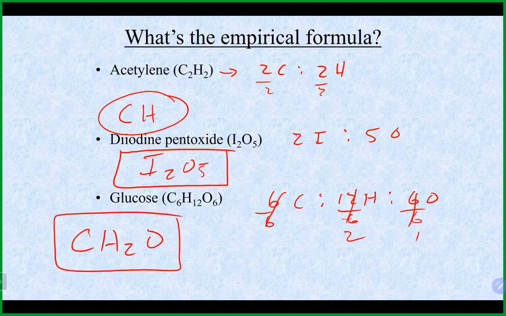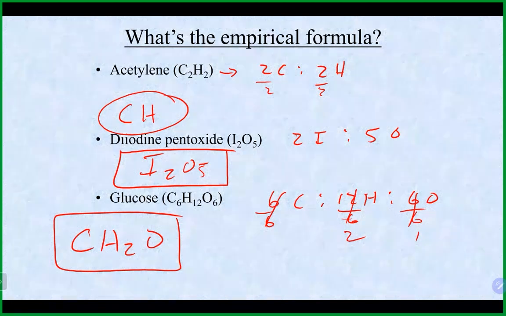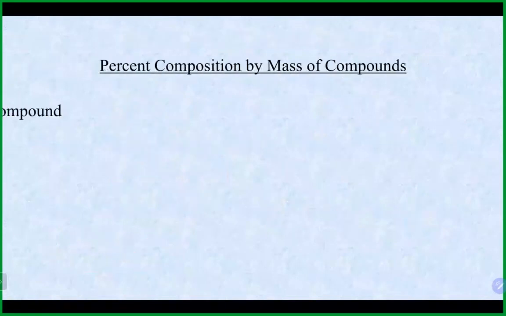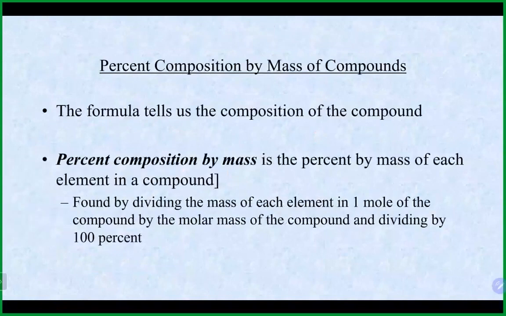So this is sort of a simple way that you could calculate the empirical formula if you are given the molecular formula and you want to reduce it down. We're going to talk about in a second here how to calculate it with some other information. But before we do that, let's first talk about another important aspect, which is the percent composition by mass.